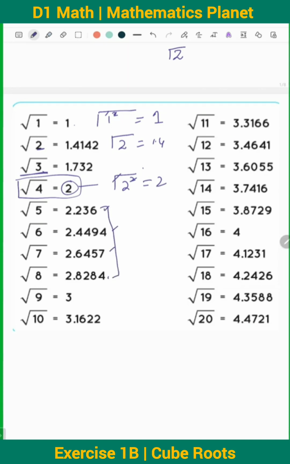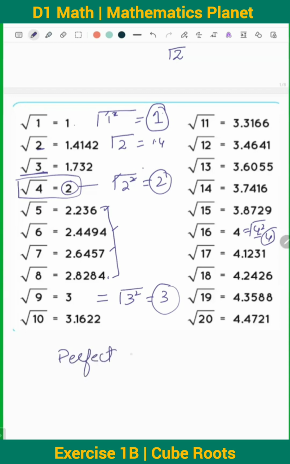Okay. Now what about square root of 9? Can you write 3 square and you will get 3. And then can you get 4 square? Then you will get 4. So in this way we can solve. So all of the squares which are getting this answer are called perfect squares. 1, 2, 3, 4. So all of the squares that get a whole number answer are called perfect squares.